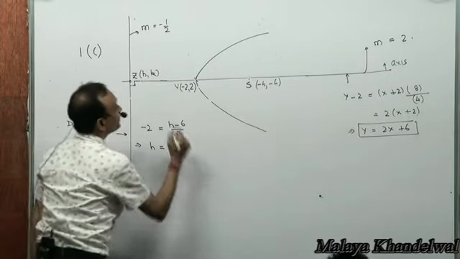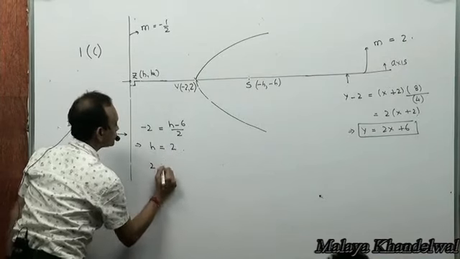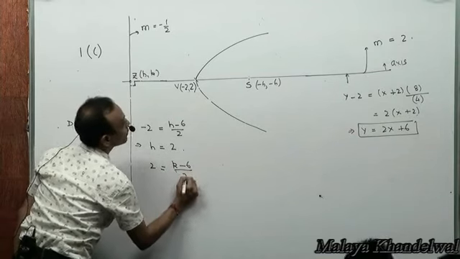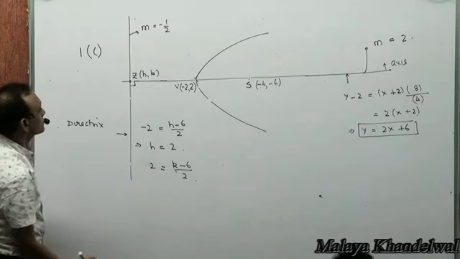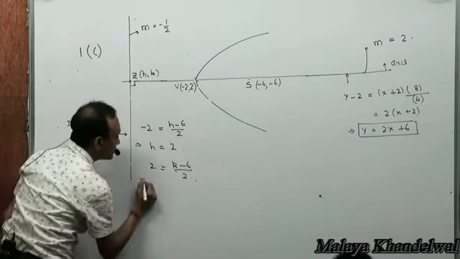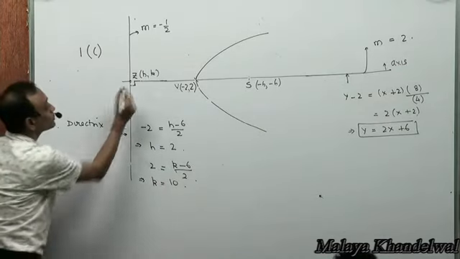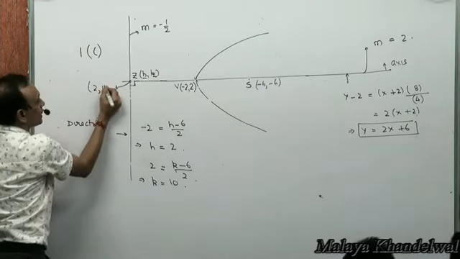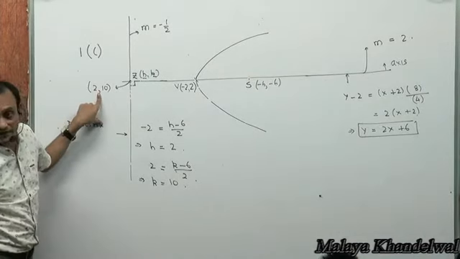Right? Similarly, k equal 2 equal to k minus 6 by 2. So that gives me k equal to 10. Yes or no? So I know the coordinates of this point. How much is it? 2 comma 10 are the coordinates of this point. I know the slope of the directrix. So can I find the equation of the directrix?